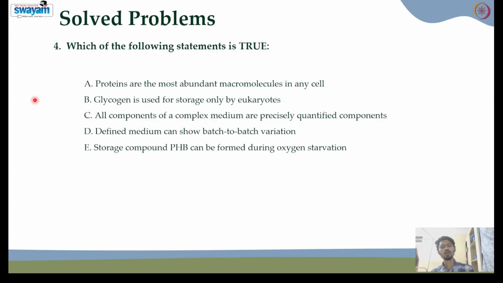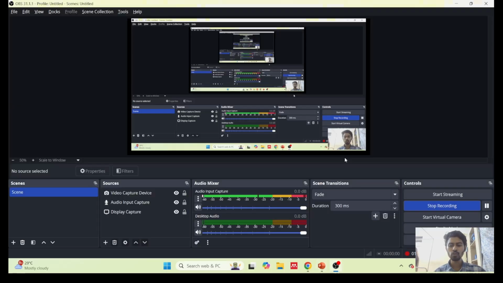Option A, proteins are the most abundant macromolecule in any cell. Option B, glycogen is used for storage only by the eukaryotes. Option C, all components of the complex medium are precisely quantified components. Option D, defined medium can show batch to batch variation. And option E, the storage compound PHB can be formed during oxygen starvation. So among these statements, which is true? You can post your answers.